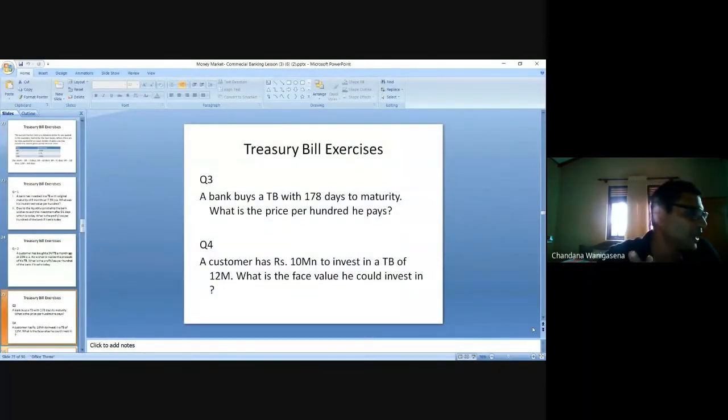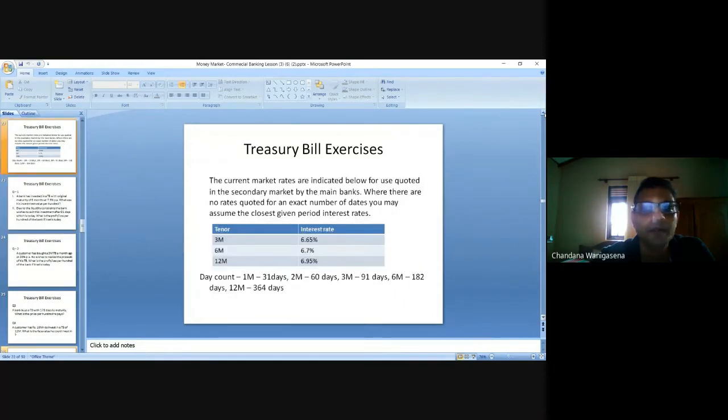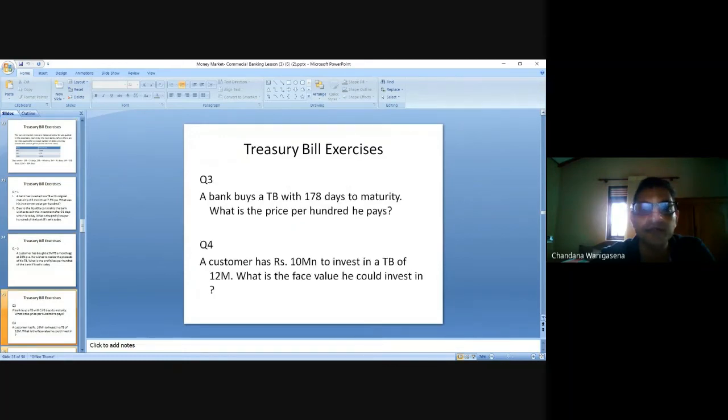So here, 100 divided by, let's say the interest rate for 6 months is 6.7. So 6.7 times 182 days divided by 364, into 100. So you have 100 divided by 1.0335. So the answer is 96.7585.